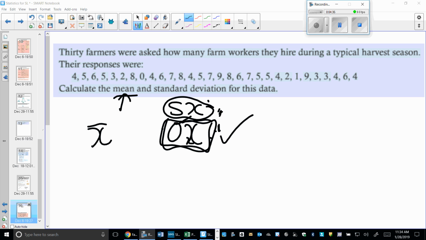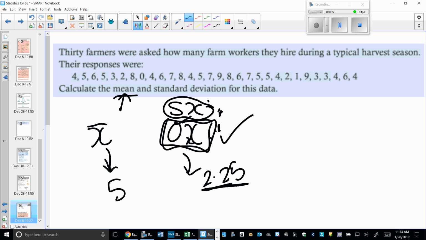All right, so these questions are essentially just practicing shoving them into your calculator. So what did we find the mean was? 5. And what was our standard deviation? 2.25. So I would suggest that that's quite a high number.